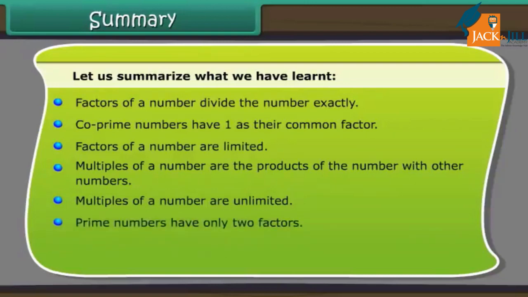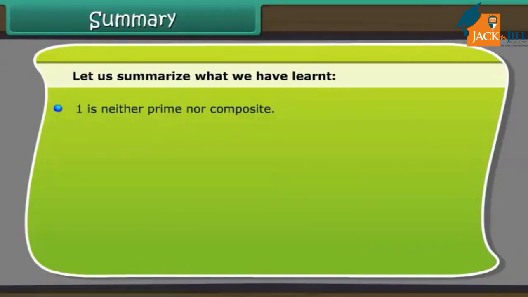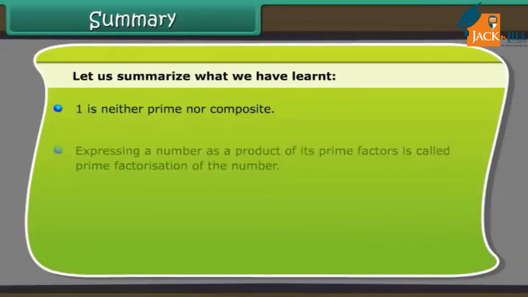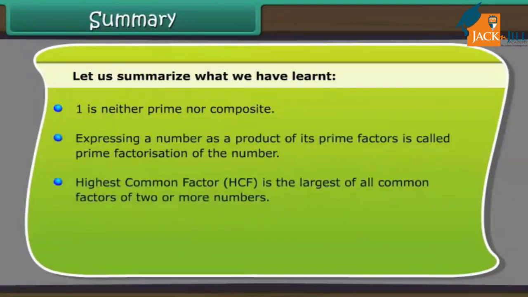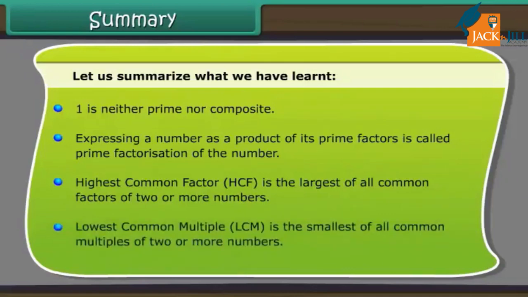Prime numbers have only 2 factors. Composite numbers have more than 2 factors. One is neither prime nor composite. Expressing a number as a product of its prime factors is called prime factorization of the number. Highest common factor or HCF is the largest of all common factors of 2 or more numbers. Lowest common multiple or LCM is the smallest of all common multiples of 2 or more numbers.